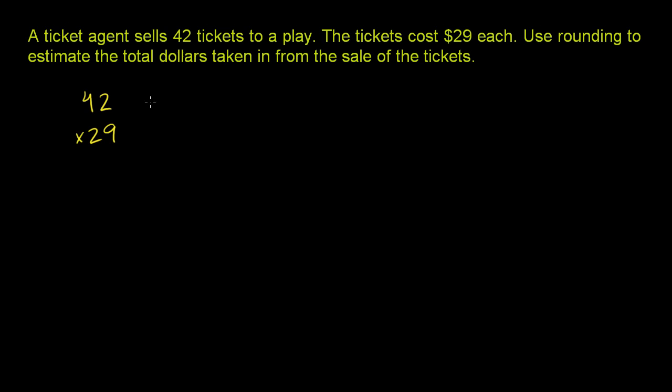we have. So if we round 42 to the nearest 10, we've done this drill many times. 2 in the ones place is less than 5, so we're going to round down. The nearest 10 is 40. We're going to round down to 40.